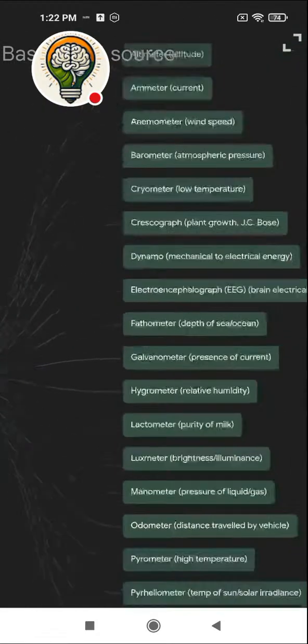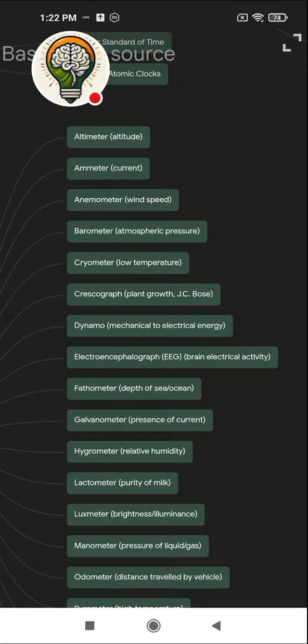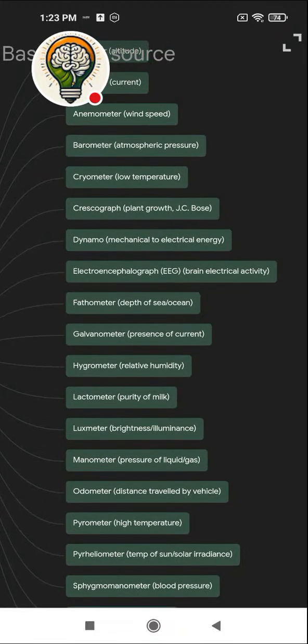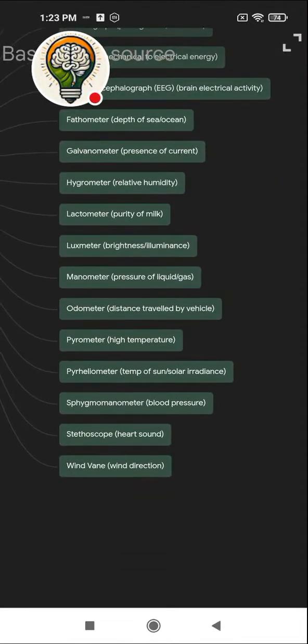Then measurement devices. So the measurement devices are altimeter for altitude, ammeter for current, anemometer for wind speed, barometer for atmospheric pressure, cryometer for low temperature, crescograph for plant growth by Jagdish Bose, dynamo for mechanical to electric energy, electroencephalograph for brain electric activity, fathometer for depth of sea, galvanometer for presence of current, and the hygrometer for relative humidity, and lactometer for purity of milk, lux meter for brightness and luminance, and manometer for pressure of liquid and gas, odometer for distance traveled by a vehicle, and pyrometer for high temperature, pyrheliometer for temperature of sun and solar radiation, and sphygmomanometer for blood pressure, stethoscope for heart sound, and wind vane for wind direction.